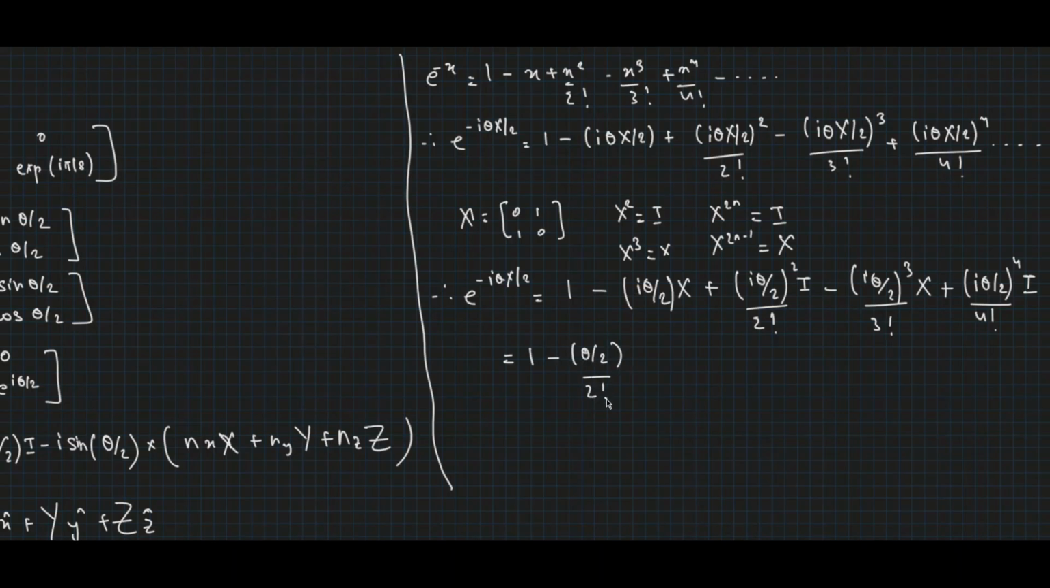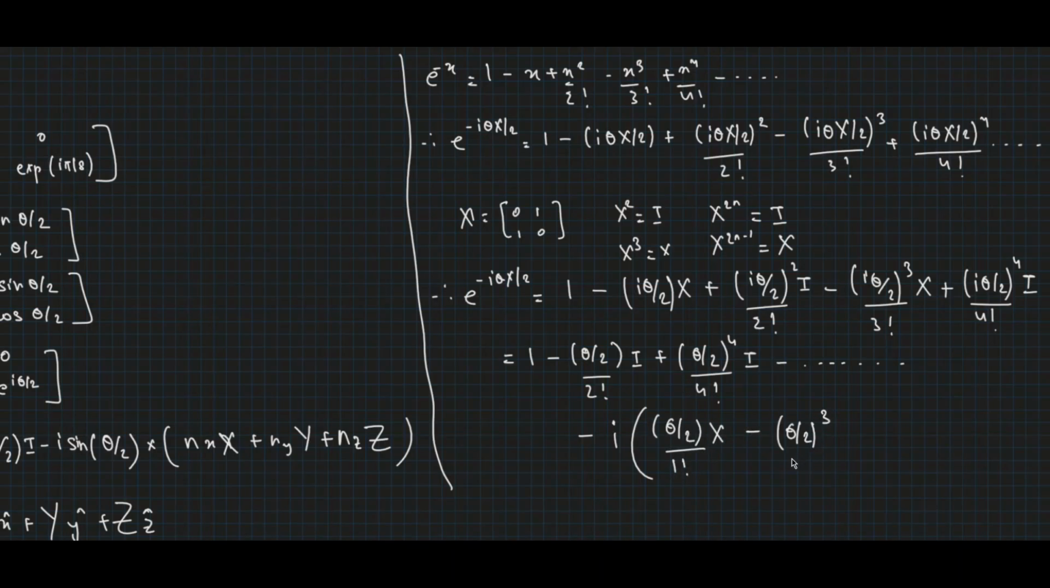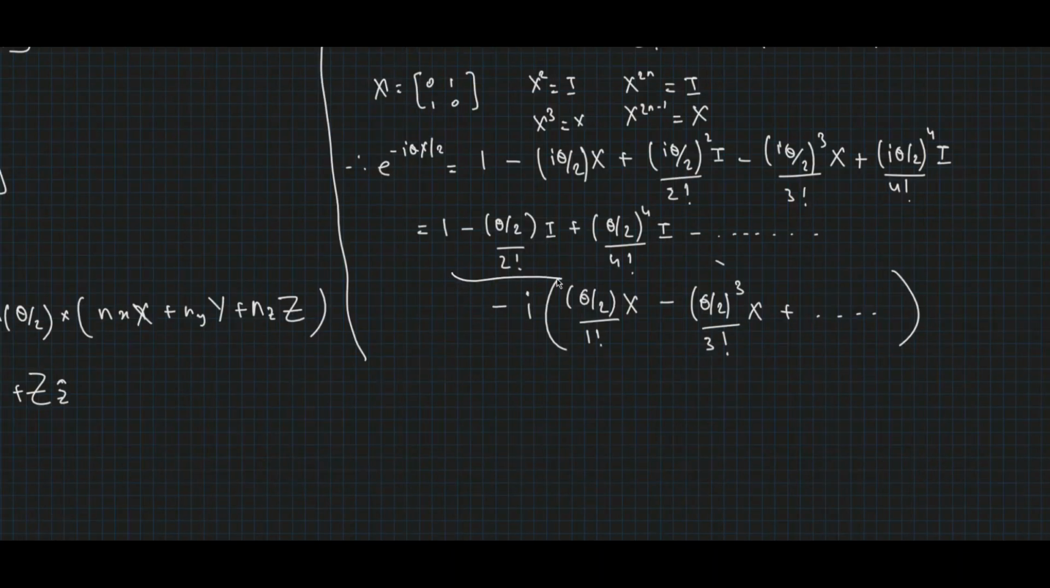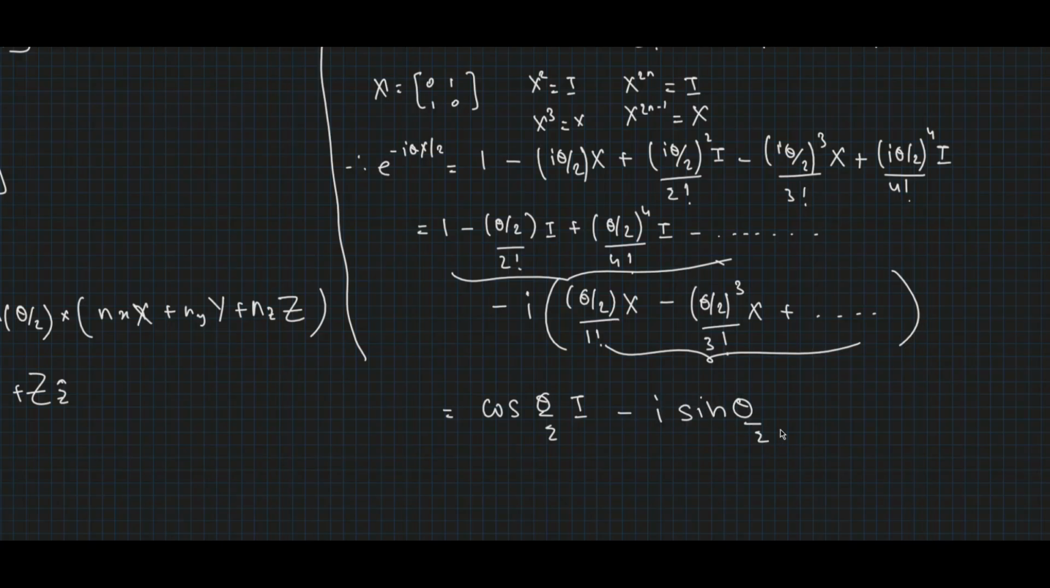So now we can segregate the two parts, which would be equal to 1 minus (theta by 2) square by 2 factorial into I. Since i square would be minus 1, there would be a minus sign, plus (theta by 2) raised to 4 by 4 factorial into I, and i raised to 4 would be again plus 1, so there will be a plus sign. This will go on for all the even powers. Minus i times theta by 2 upon 1 factorial into X, minus (theta by 2) cube by 3 factorial into X, plus it goes on. So we know all these terms would be equal to cos theta by 2 into I, and all these terms would be equal to minus i sin theta by 2 into X.